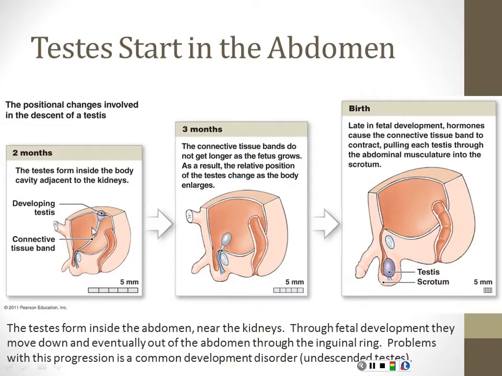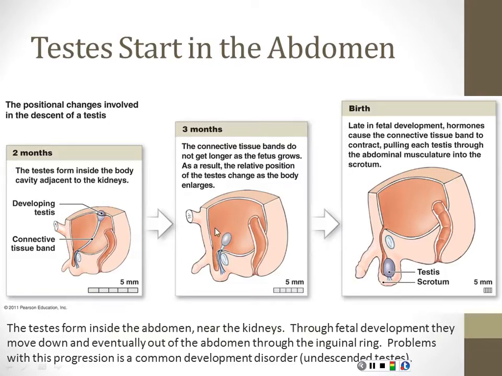So between this 2 and 3 month time, the baby is growing, but this connective tissue band is not. Okay, so even though it looks like this connective tissue band has shrunk, it just hasn't grown with the rest of the baby. So as the baby grows, this connection between the scrotum and this developing testis essentially pulls that testis down into the anterior part of the abdomen, so away from this posterior abdominal wall. Not because it shrunk, but because the baby grew and it didn't.